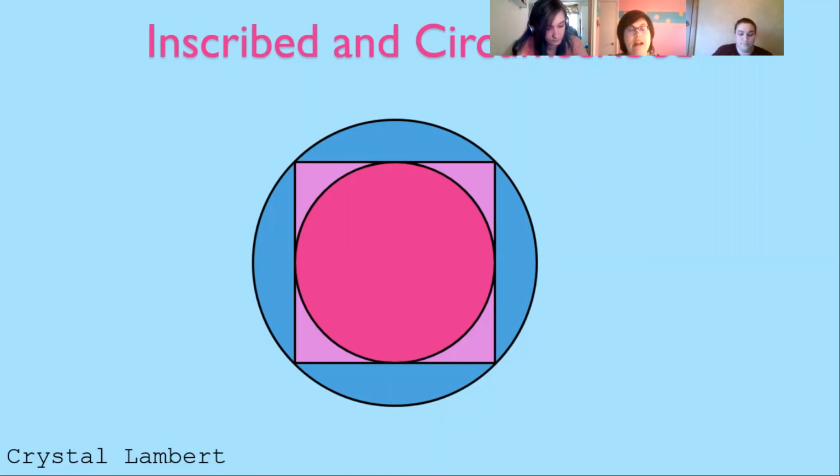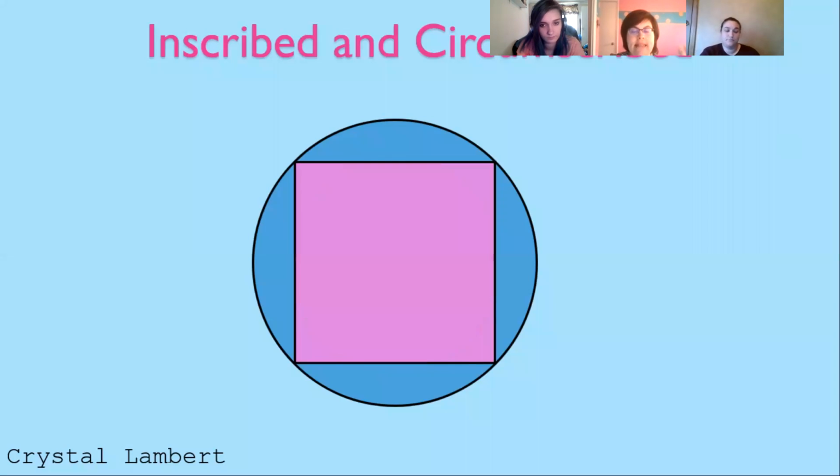Okay, so in our next problem, we're given a square that is inscribed in a circle and circumscribed around another circle. What does inscribed mean, Crystal? Well, listen to the word inscribed. Does it make you think of anything? When I hear inscribed, I hear the prefix in. So inscribed would mean that the square is inside of the circle.